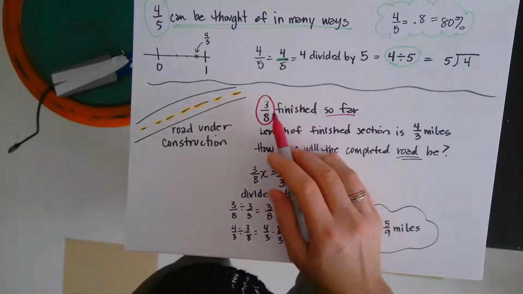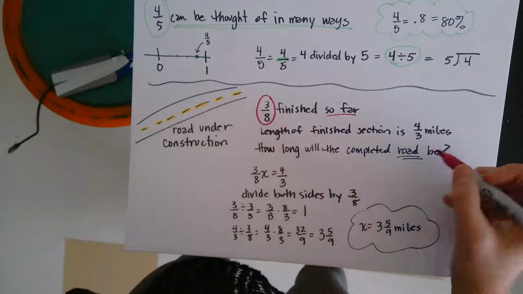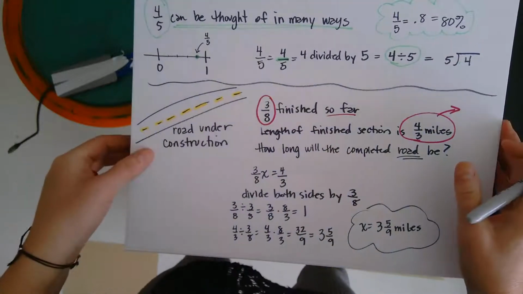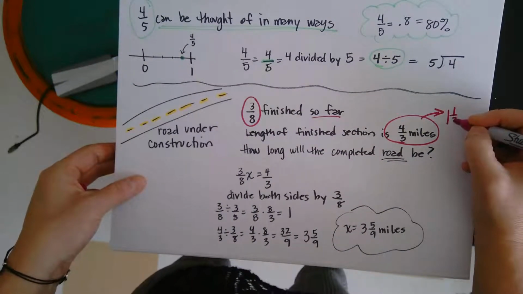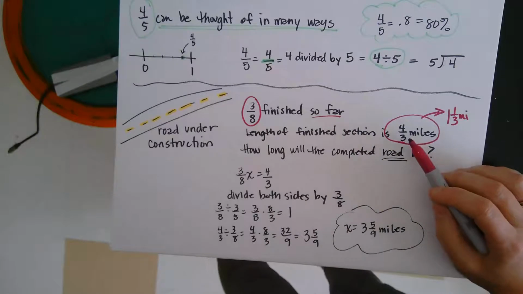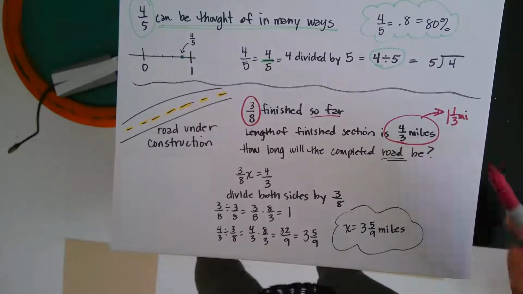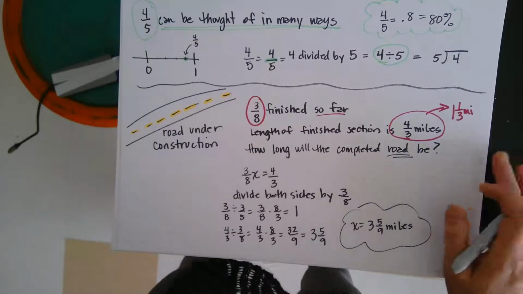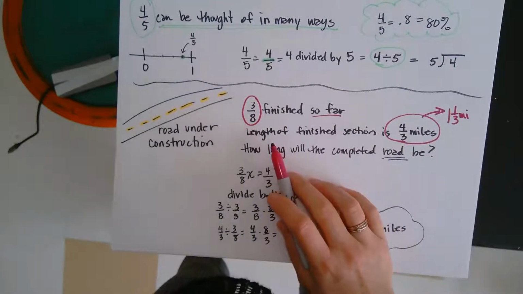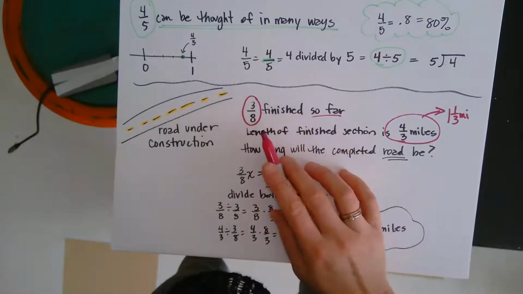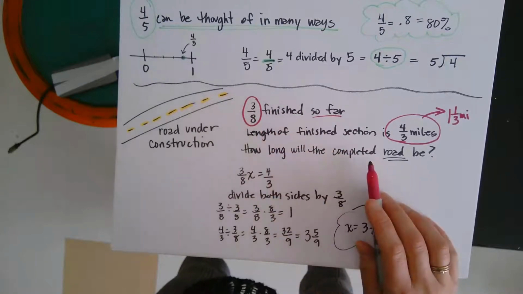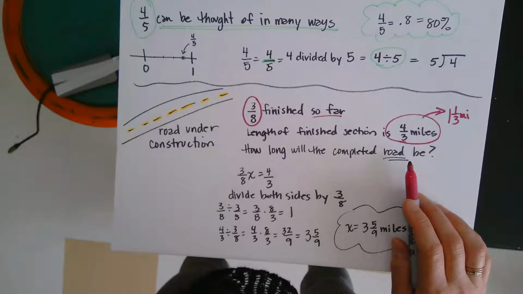But the length of this section that is finished is 4/3 miles. And you might be thinking, oh, well, that's 1 1/3 miles. It is. But we're going to leave it as an improper fraction because I really like working with improper fractions. Makes things easier sometimes, and in this case, absolutely.